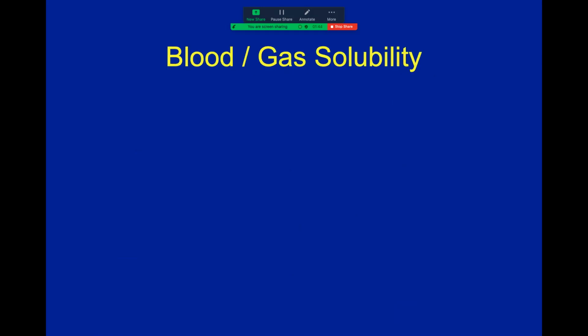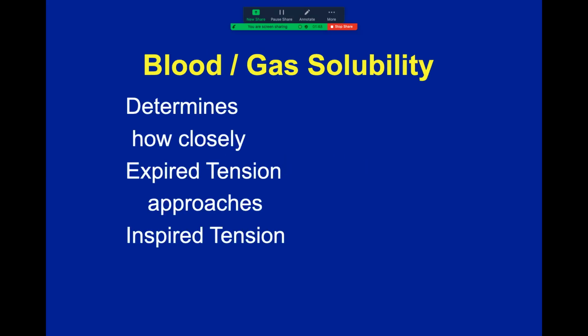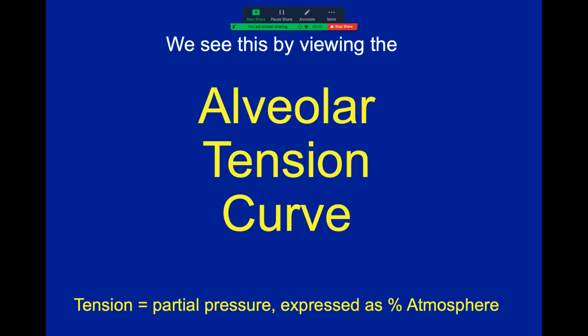So what does blood gas solubility really do? Why is it important? Blood gas solubility determines how closely the expired tension approaches the inspired tension. How closely, not how fast. This isn't a speed thing. This is a closeness thing that may appear to change the speed of the anesthetic, but that's not what's really happening. We can see this by viewing the alveolar tension curve.